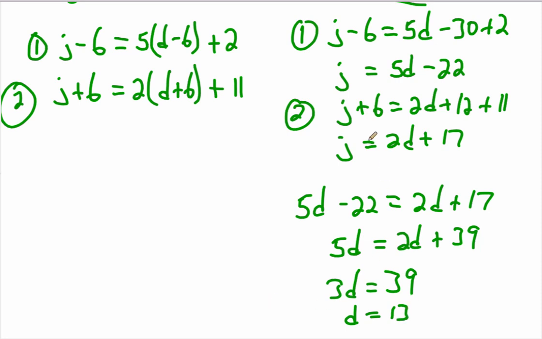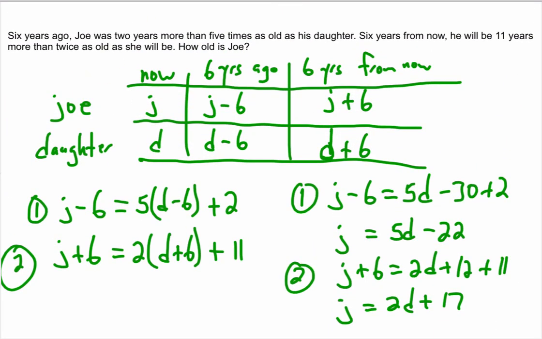Now going back to something that looks not too bad, like equation 2 right here. We know that d is 13, so 13 times 2 is 26, plus 17 is 43. So we think j is 43. All right. So D 13, J 43. Now 6 years ago means 37 and 7. 6 years from now means 49 and 19. Now I'm going to read the problem again.